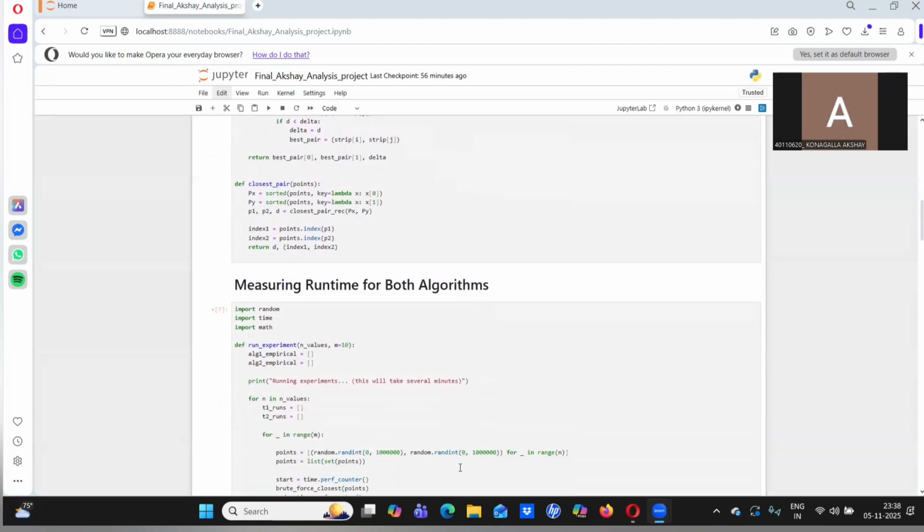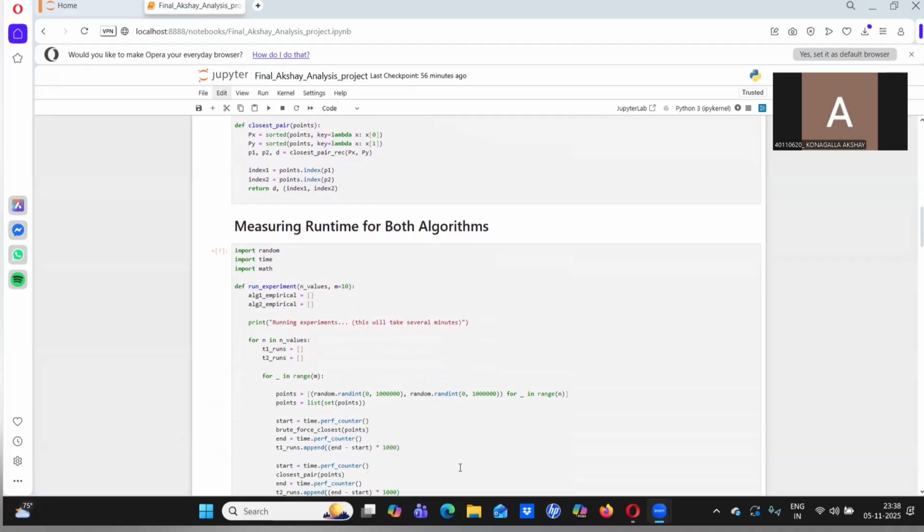Next, I am measuring the runtime for both algorithms. The runtime is measured using the time performance counter before and after each algorithm execution. Each input size runs 10 times, and the average runtime is calculated as the total divided by 10. This helps to eliminate random variations and give stable performance measurements.